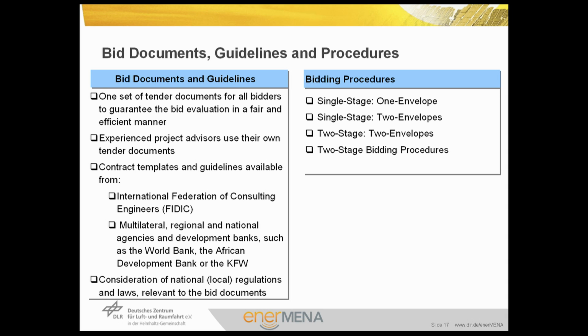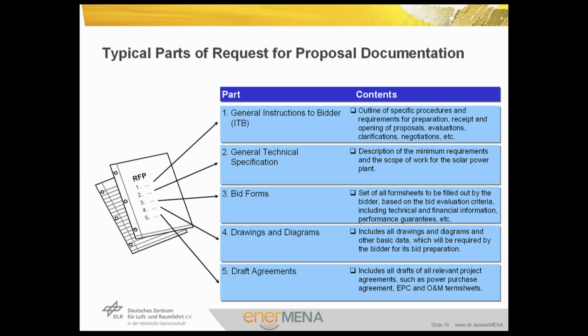The bidding procedures could be a single stage with one envelope, a single stage with two envelopes, a two-stage with two envelopes, or a two-stage bidding procedures. Typically, there are 5 parts of request for proposal documentation. The general instruction to bidder, so-called ITB, outline the specific procedures and requirements for preparation, receipt, and opening of proposals, evaluations, clarifications, regulations, and so forth.